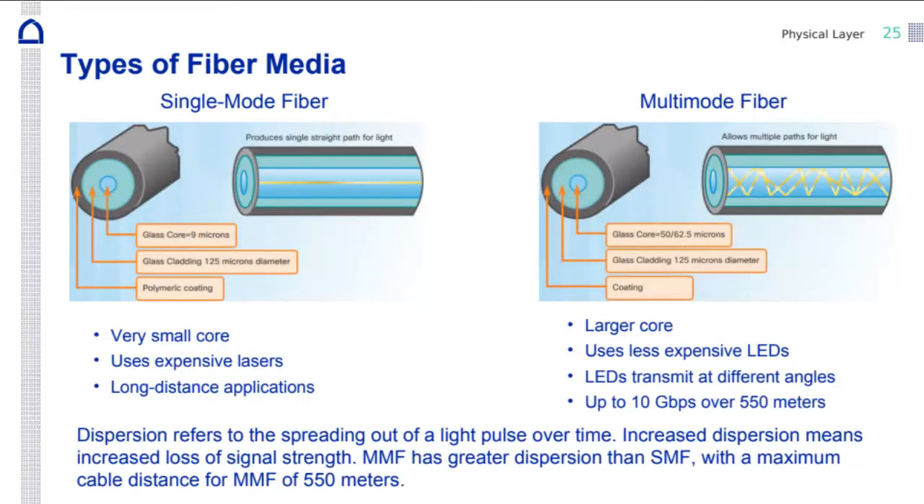These are the types of fiber media. We have single mode fiber. It has a very small core. It uses an expensive laser and it is good for long distance applications. The multi-mode fiber has a larger core but uses less expensive LEDs, and the light is transmitted at different angles, and you can get up to 1 gigabit per second over 550 meters.